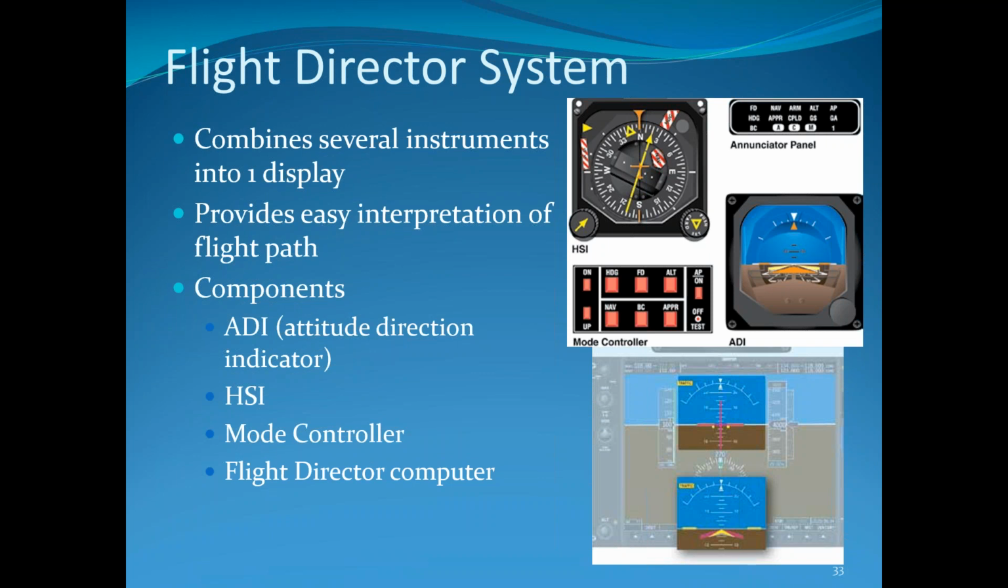It also shows your flight path. There's a lot of different things that it shows, stuff that we'll get into with systems, but the flight director system is basically giving you an idea of the accuracy of all of your systems combined into one, giving you your heading and displaying that all in one display for you.